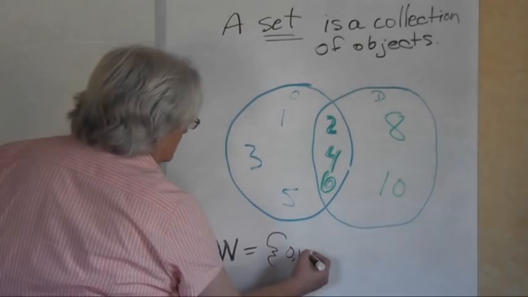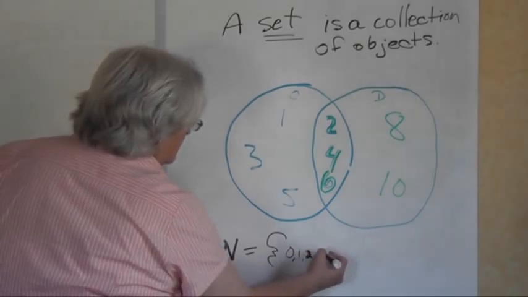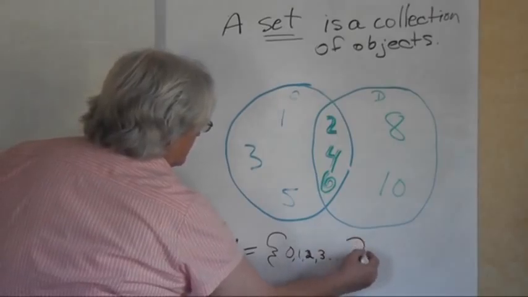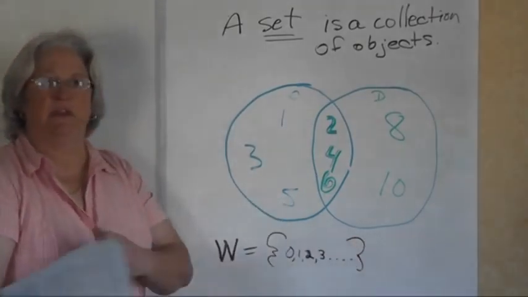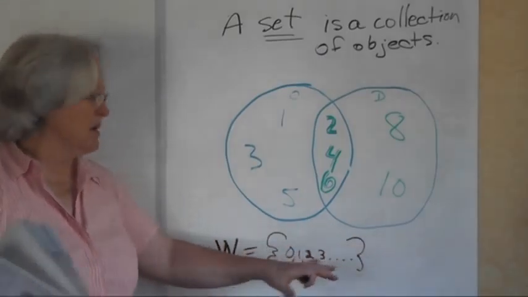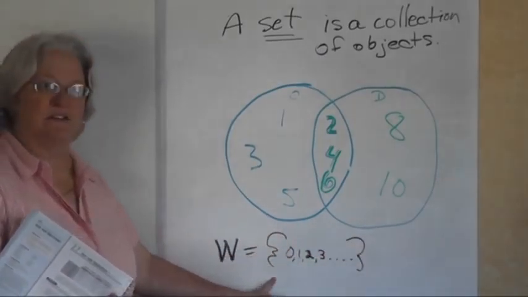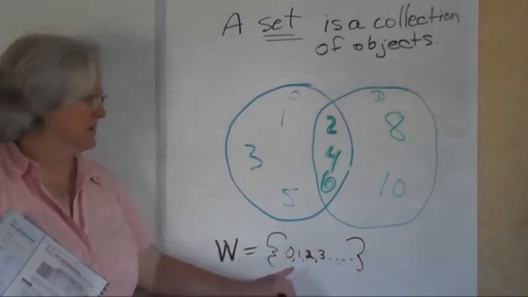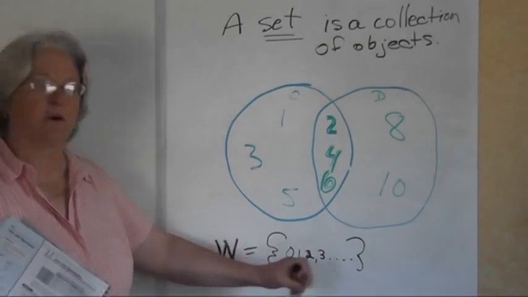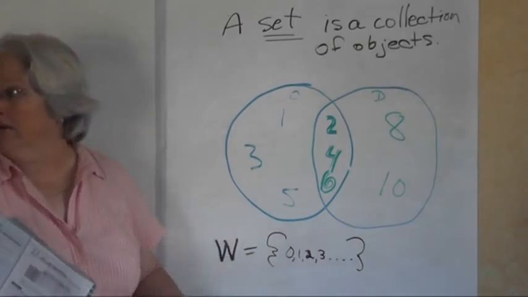0, 1, 2, 3, and so forth. And you know that the ellipses here, these dots, means that this pattern continues on forever. And they just read the braces as the set of, or the set containing. The numbers that are inside this set are called the elements of the set.